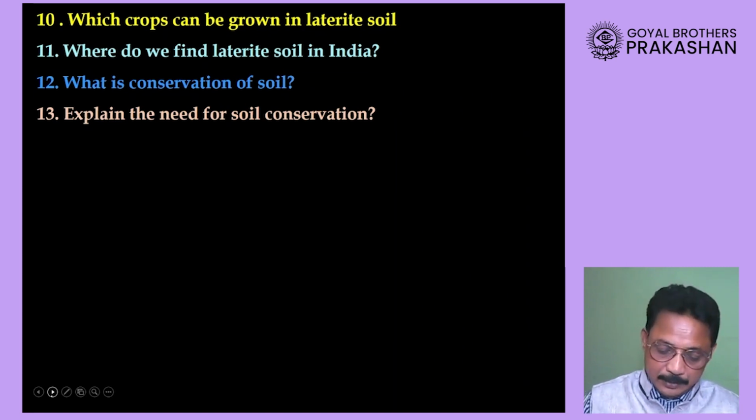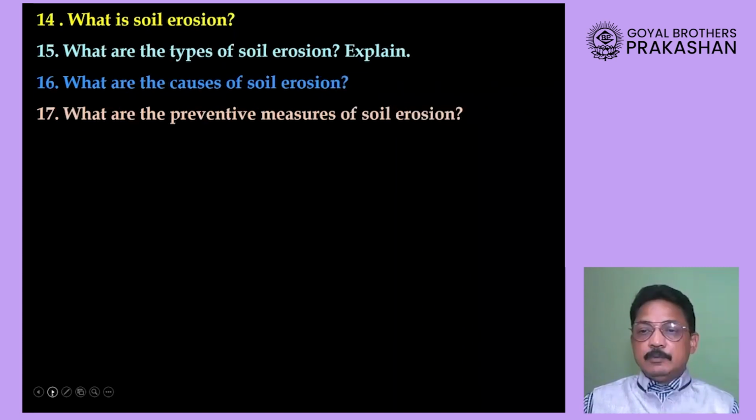Okay. Now, the next question, dear students, is what is soil erosion? It is the process of removal of soil from the earth's surface, which can be caused by water and by wind.